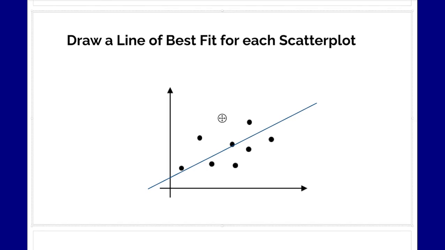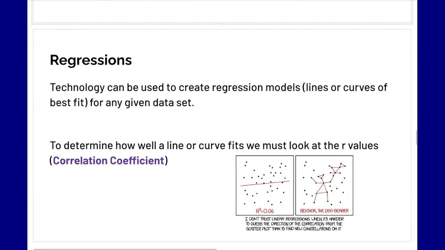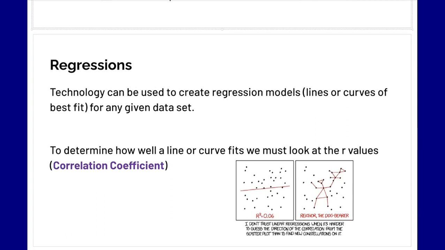Because when we're drawing it by hand, it doesn't always give us the same line of best fit, we can use what are called regressions. Regressions is basically using technology to create regression models, lines or curves of best fit for any given data set. It doesn't matter what data set we're using, we can always create a line of best fit or a regression. And to look at how well the line represents the data, we look at what is called the correlation coefficient.